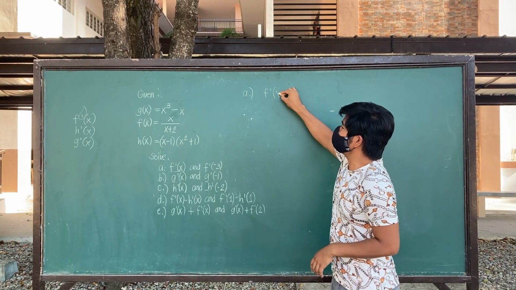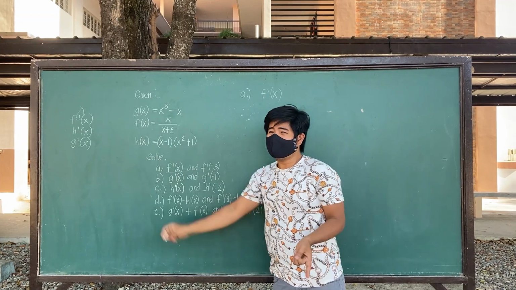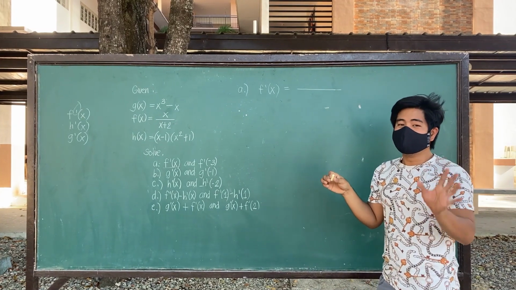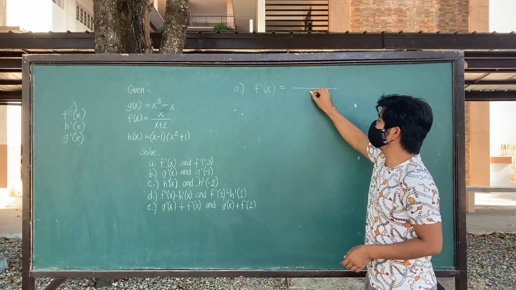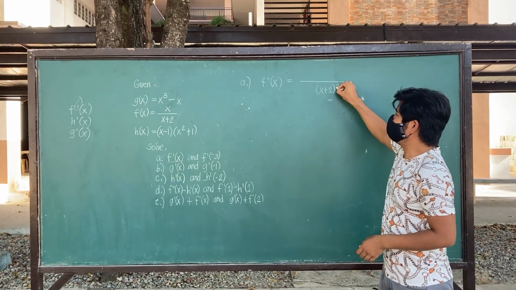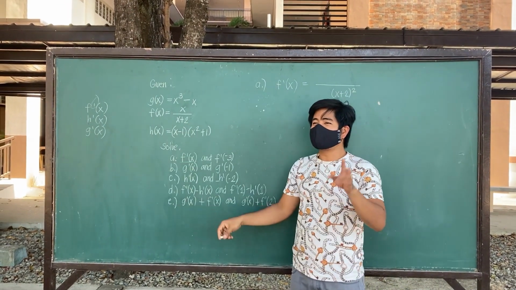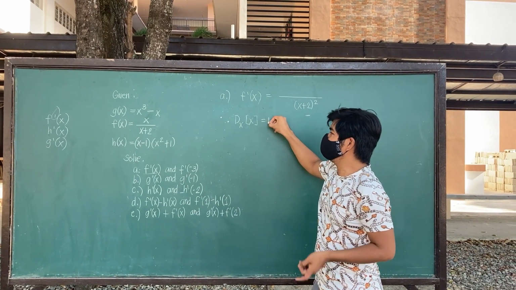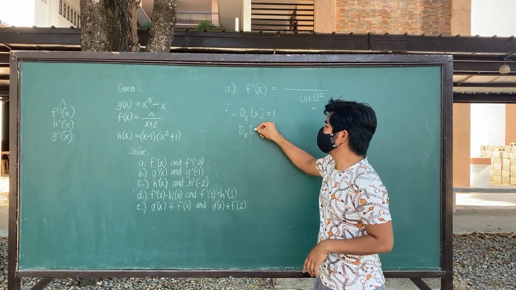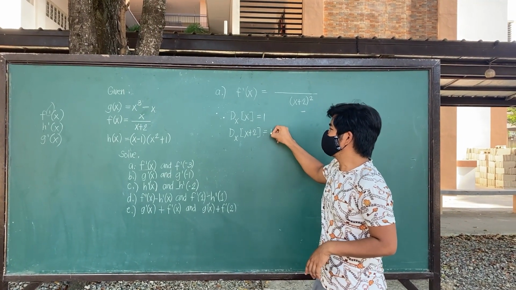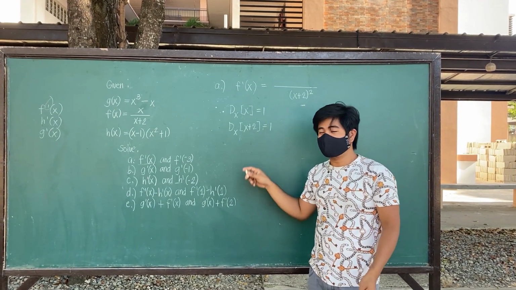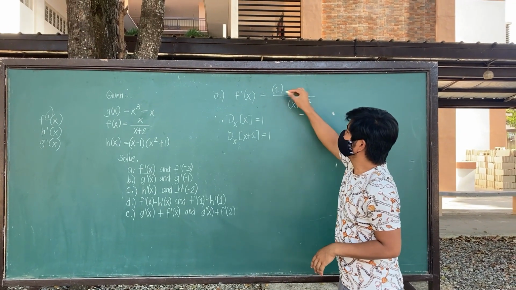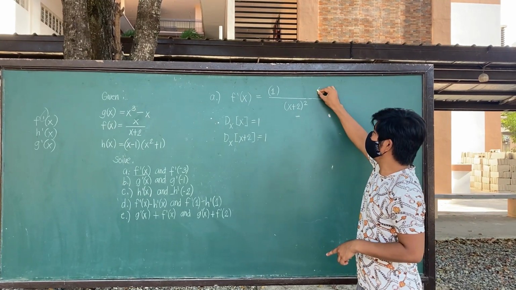f prime of x is the derivative of function f. And to get the derivative of function f, we need to use the quotient rule. That is, we need to square the denominator, which is x plus 2. We get the derivative of x, so the derivative of x is simply 1. The derivative of x plus 2 is also 1 because the derivative of 2 is 0. So you get the derivative of the numerator, which is 1. Get the derivative of the denominator, which is also 1.